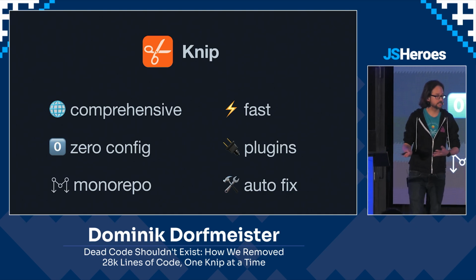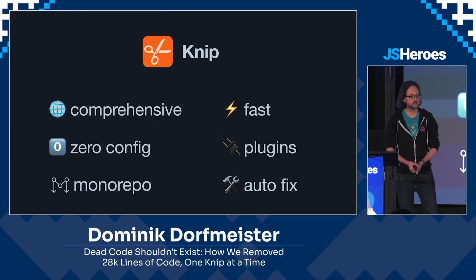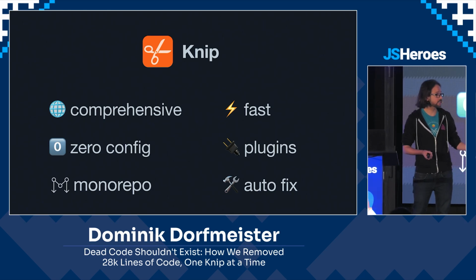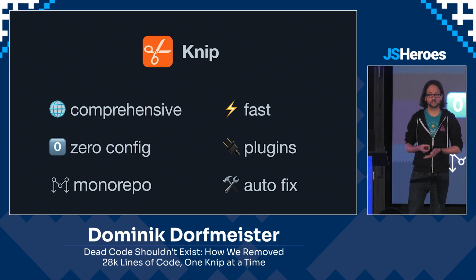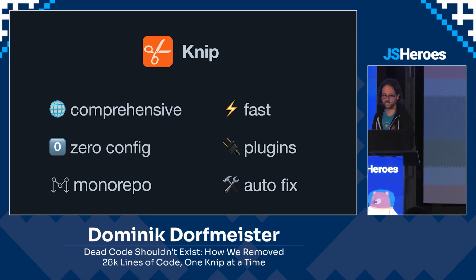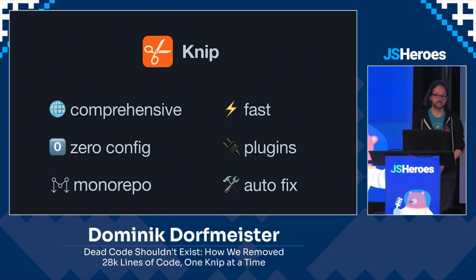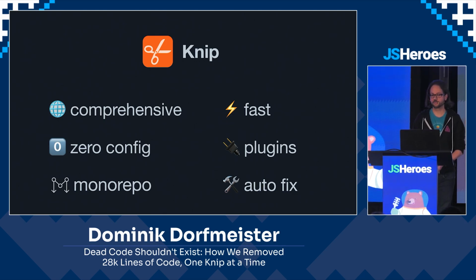It is quite fast. The latest version takes around 6 seconds in the Sentry codebase, which is quite large. It aims to be zero config, but in any larger project, you might need a bit of configuration for it. It has lots of plugins and also support for monorepos and is auto-fixable. So I think that sounds like a great sales pitch, but how does it actually work?